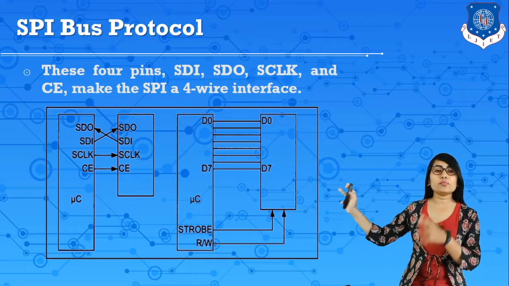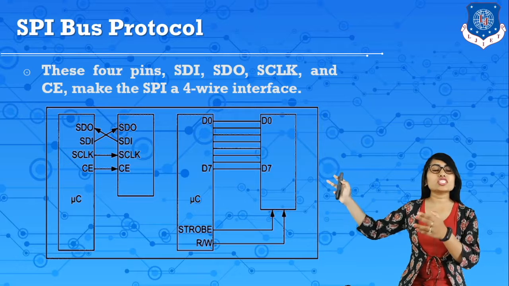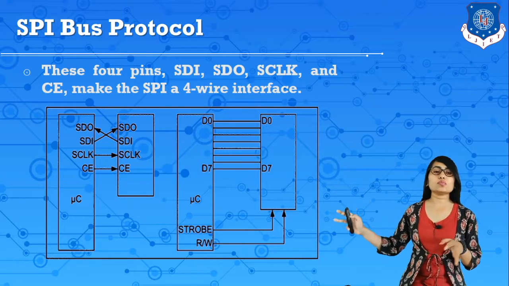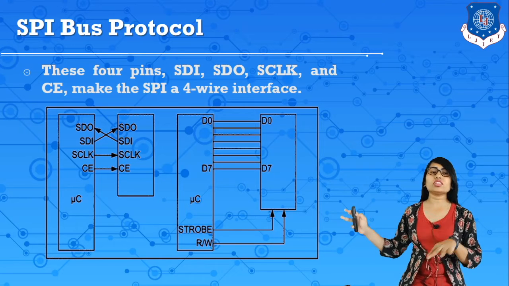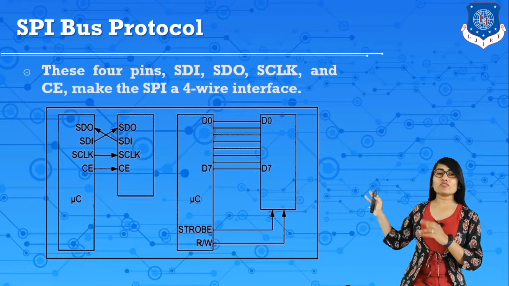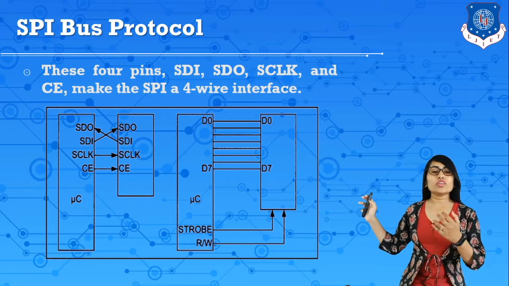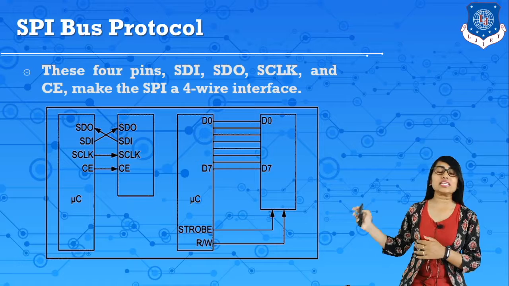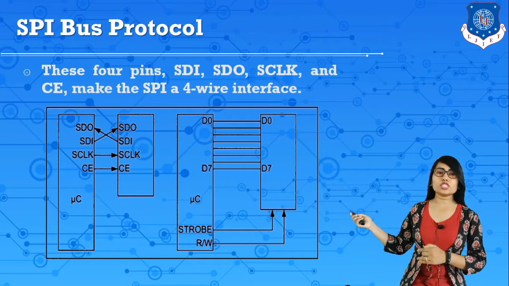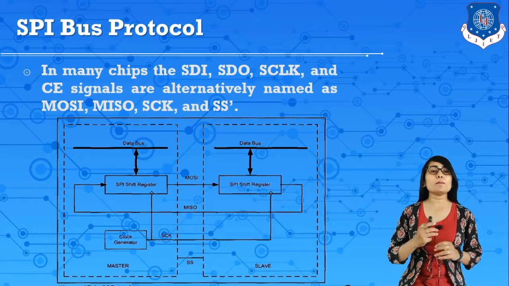So this is the SPI bus protocol in which there are SDO, SDI, SCLK and CE. The microprocessor is connected with the SPI and it will transmit the data like this, and this is a conventional bus protocol in which data is transmitted continuously with read, write and stop signals. So this is the SPI bus protocol and the conventional bus protocol. This SPI bus protocol is used in many chips.